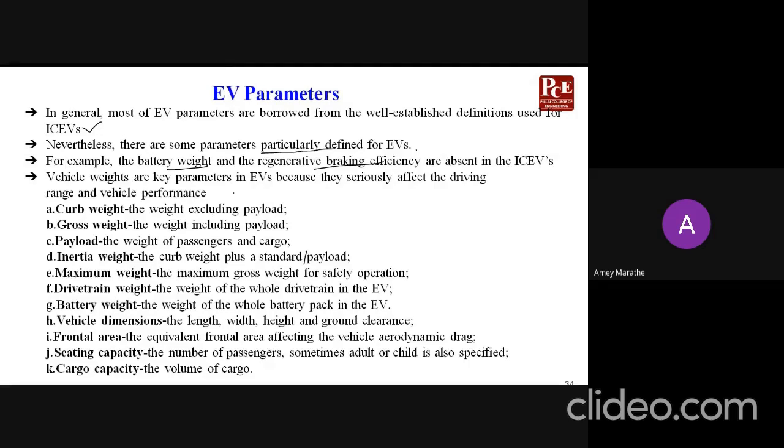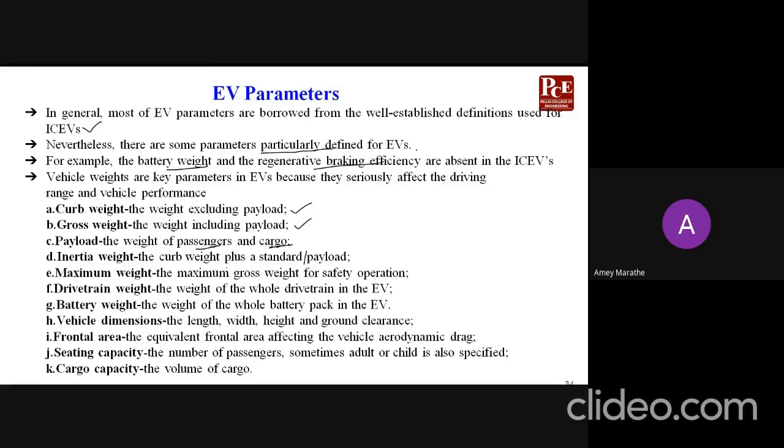I just want you to go through these definitions, because when we speak about EV dynamics, these things will come into the picture. Curb weight is the weight of the vehicle excluding the payload. Gross weight is the weight including the payload. Payload is the weight of the passengers and the cargo. So curb weight excludes the weight of passengers and cargo, while gross weight includes the weight of passengers and cargo.